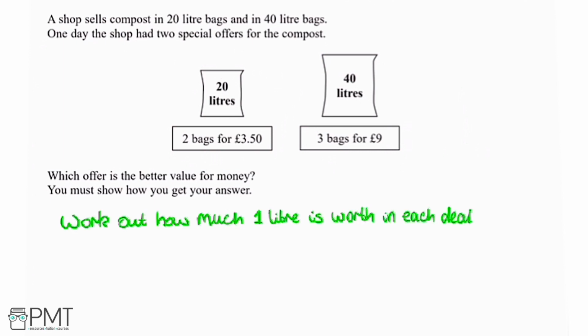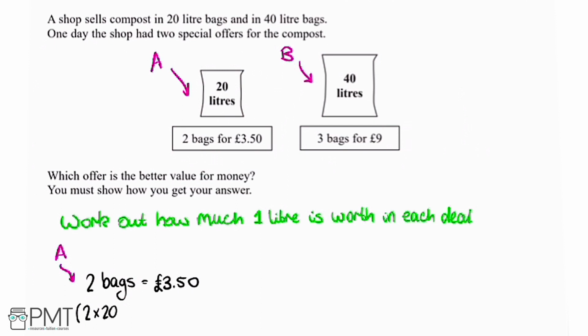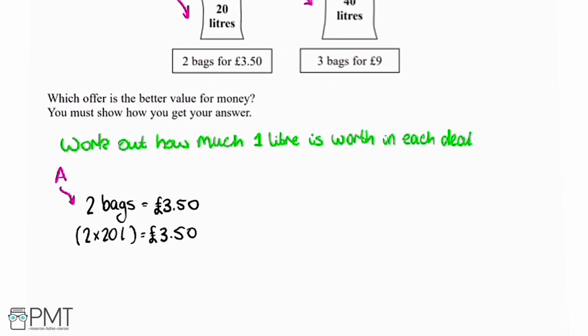So the way we're going to go about this is work out how much 1 litre is worth in each deal, and then we can easily compare them. Now I'm going to call this one deal A and this deal B. So look at deal A first. We've got 2 bags equals £3.50. This deal includes 20 litre bags. Since we got 2 of them, we got 2 times 20 litres for £3.50, which equals 40 litres.